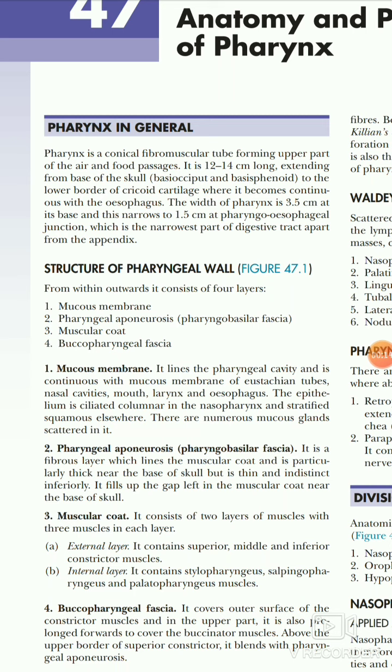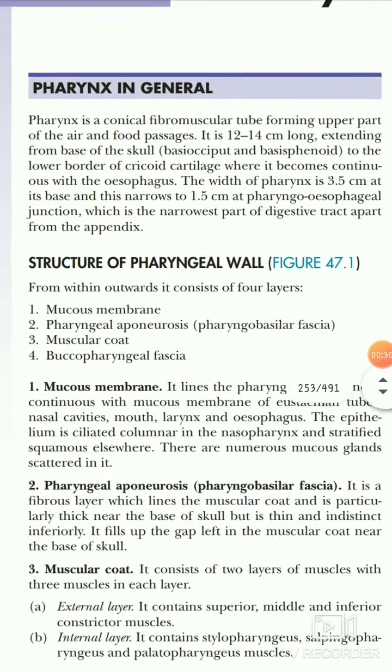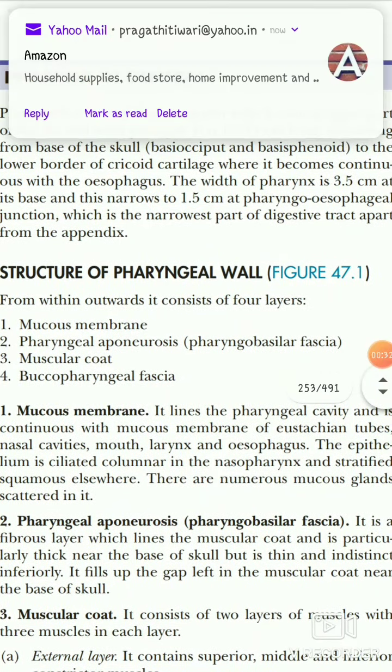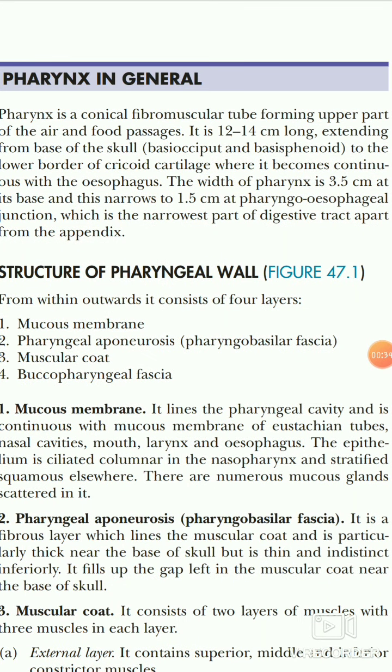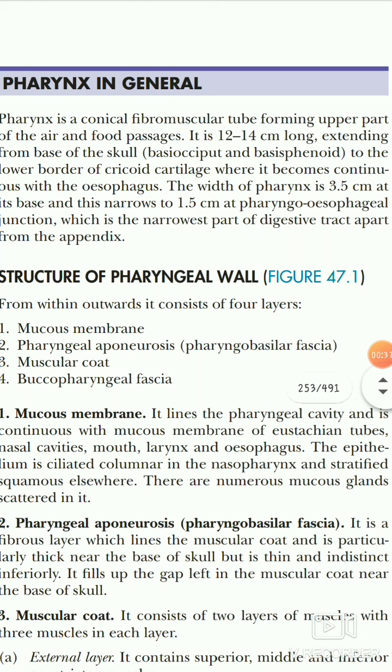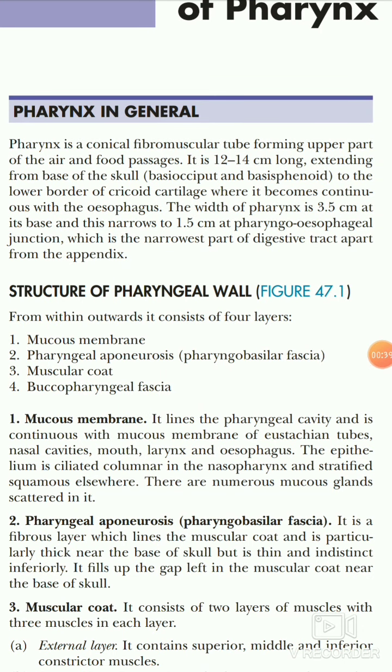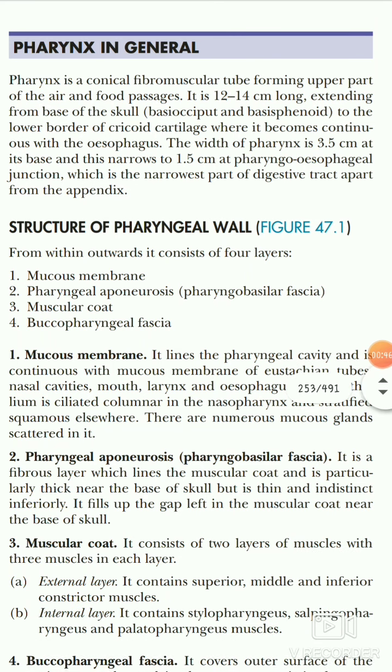It is 12 to 14 centimeter long, extending from the base of the skull, basi occiput and basi sphenoid, to the lower border of the cricoid cartilage, where it becomes continuous with the esophagus. The width of the pharynx is 3.5 centimeter at its base, and this narrows to 1.5 centimeter at the pharyngoesophageal junction, which is the narrowest part of the digestive tract apart from the appendix.